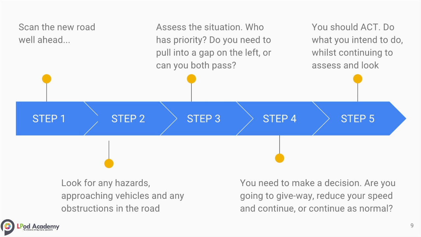Step 1. You should scan the new road well ahead. Step 2. You should look for any hazards, approaching vehicles and any obstructions in the road. Step 3. You should assess the situation. Who has priority? Do you need to pull into a gap on the left or can you both pass? Step 4. You need to make a decision. Are you going to give way, reduce your speed and continue, or continue as normal? Step 5. You should act. Do what you intend to do whilst continuing to assess and look.